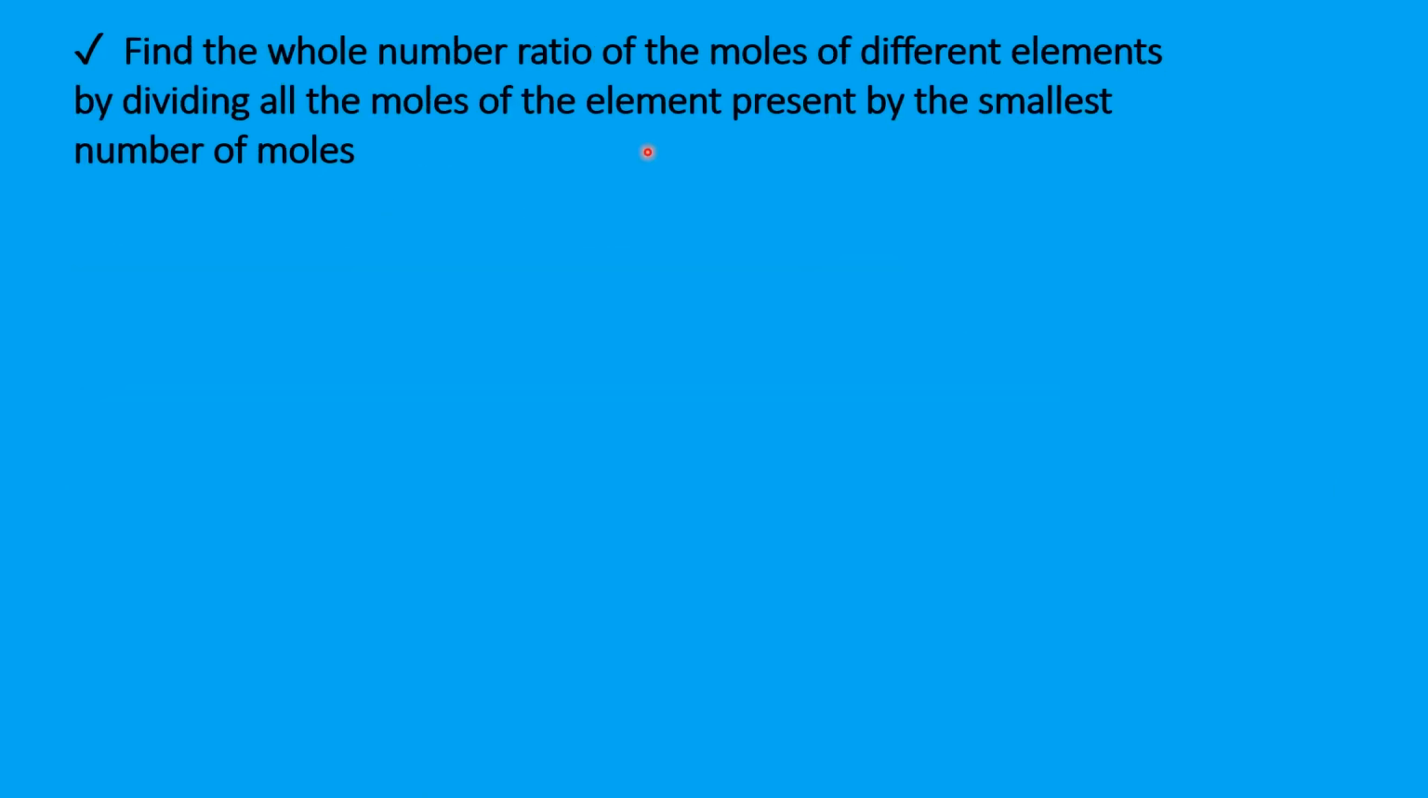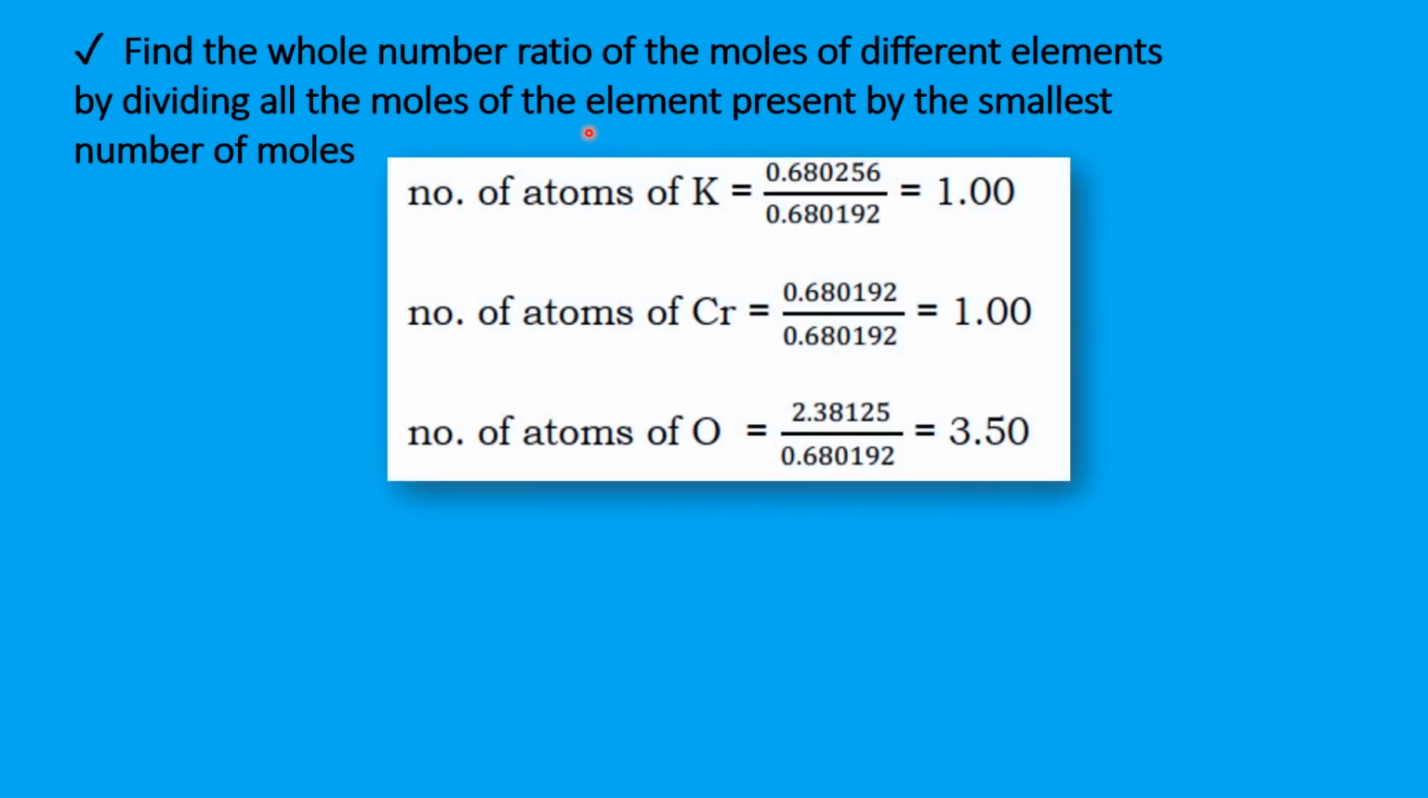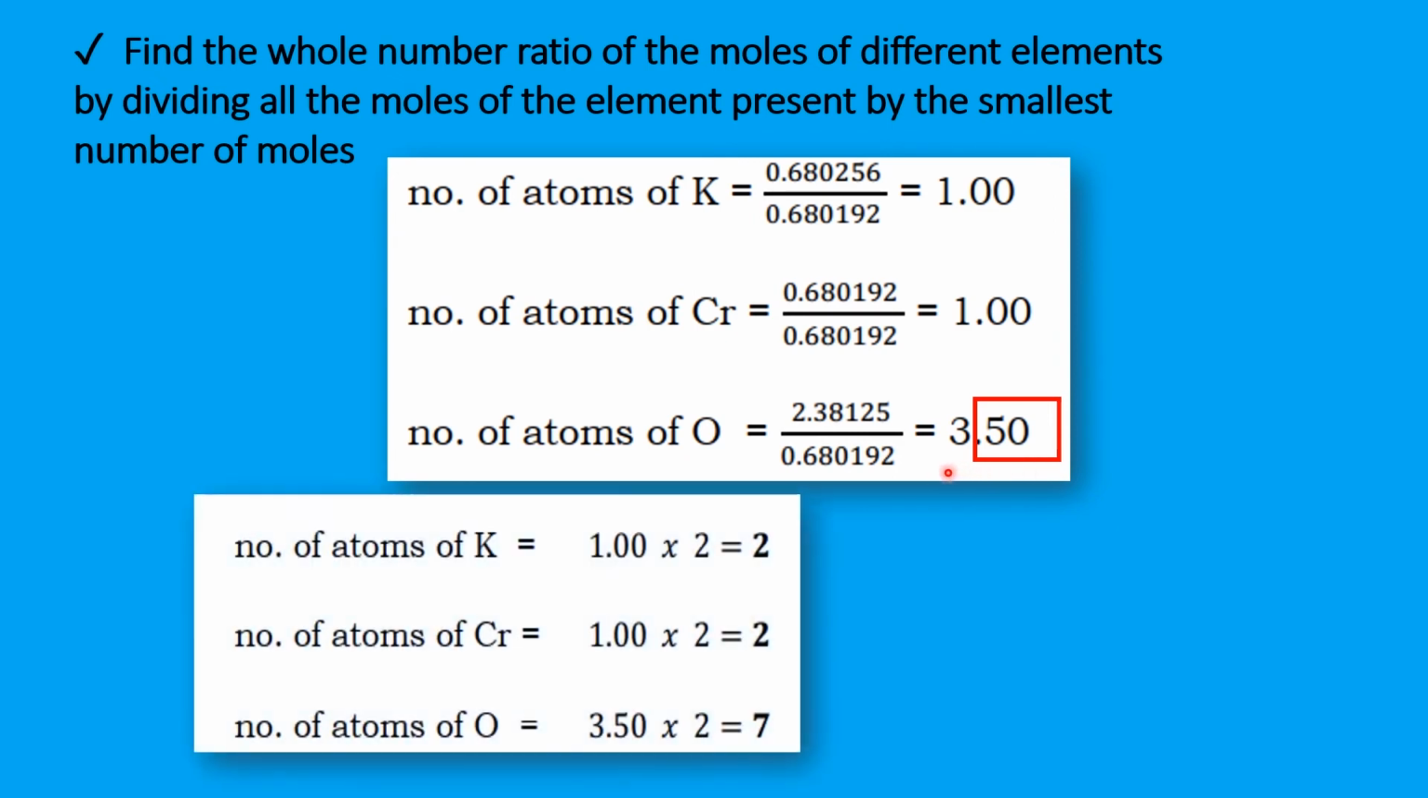0.680256 mole. Next step is to find the whole number ratio of the moles of the different elements by dividing the moles of the elements present by the smallest number of moles. So after dividing, we can see here that the only decimal part in the number of atoms is 0.50. So to convert this decimal part to a whole number, we use a multiplier, which is number 2. So 1 times 2 is 2, and 3.50 times 2 is 7. So now we can see that they are now in their whole number form.